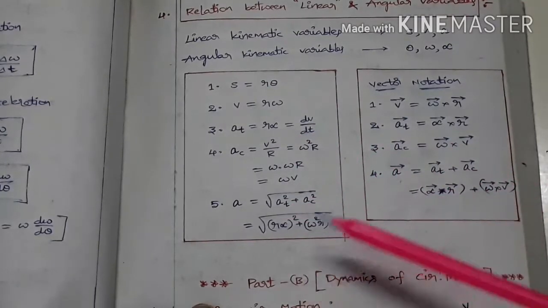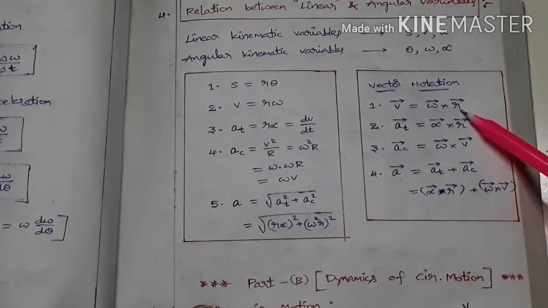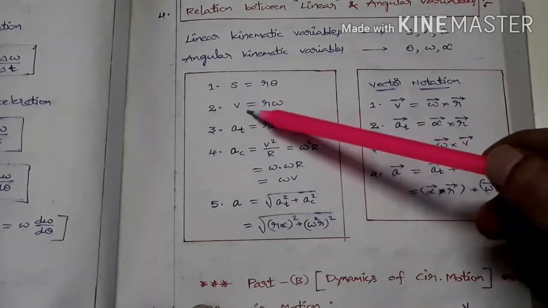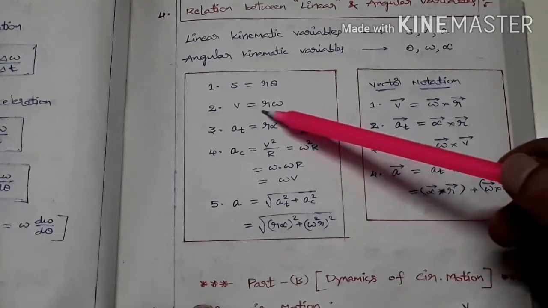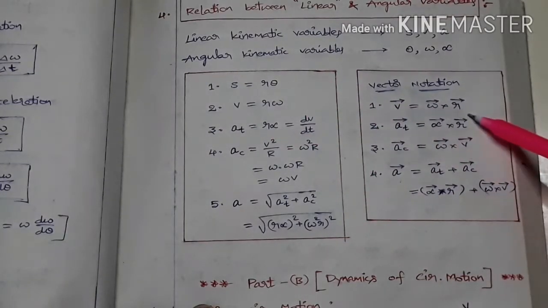So how are we relating them? Let us see here. V bar equals omega bar cross R bar. Here the order is important since these are vectors, no? V equals R omega, since we have written this in scalars, so no need of order here. V equals R omega. But here V bar equals omega bar cross R bar.